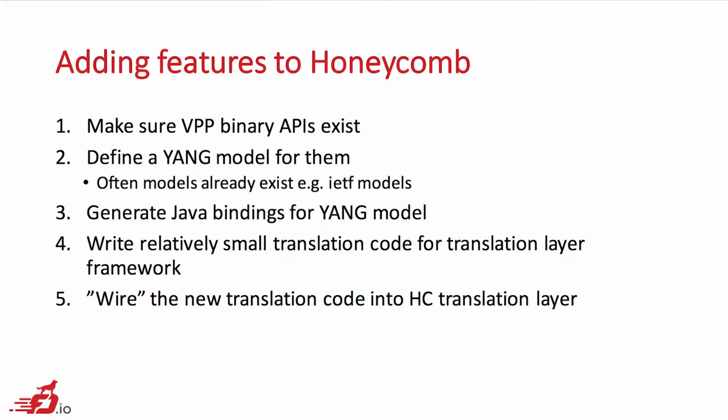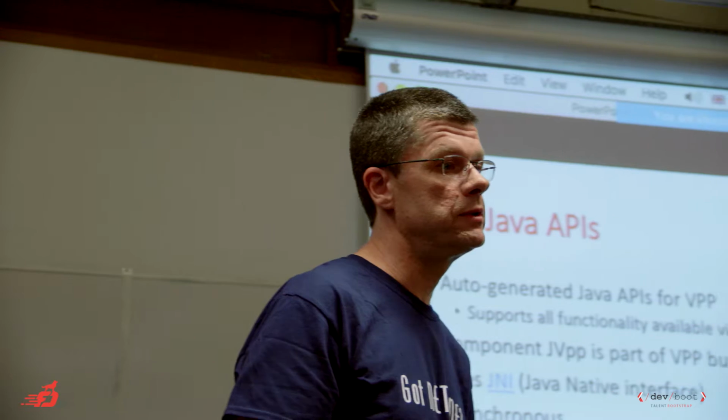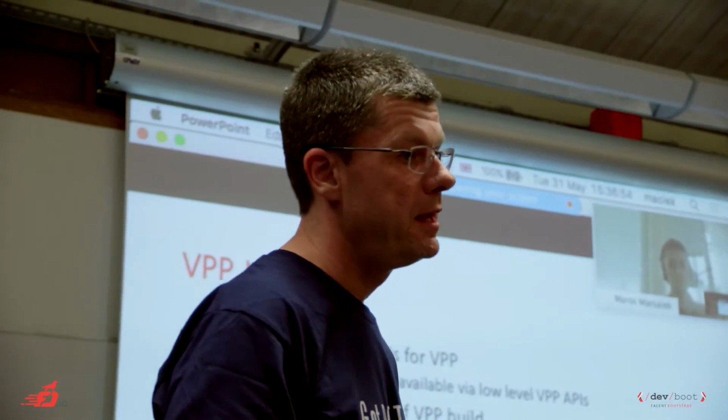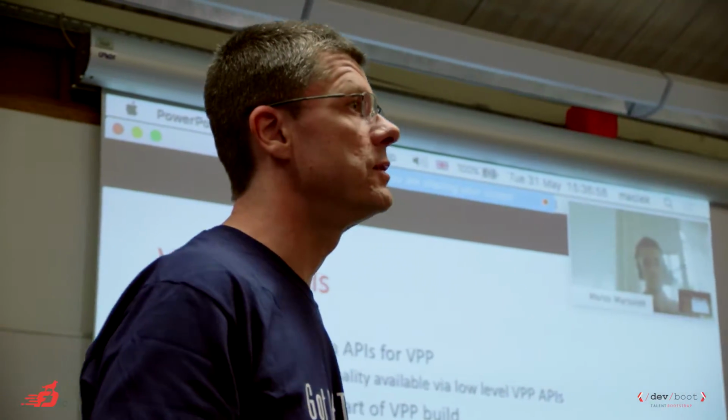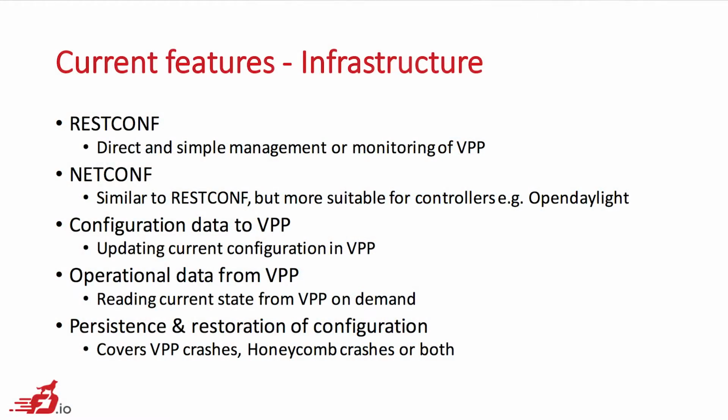We will be focusing in the future on providing good tutorials, archetypes, stubs, and things like that to make the development of Honeycomb plugins much easier. The Java APIs are auto-generated using the VPP API as an input and smart Python code that the team developed. And it gives you access to basically everything that's available and exposed through the binary APIs. So let's quickly talk about current features. RESTCONF, NETCONF, fully supported. This is as per RFC 6020, yes?